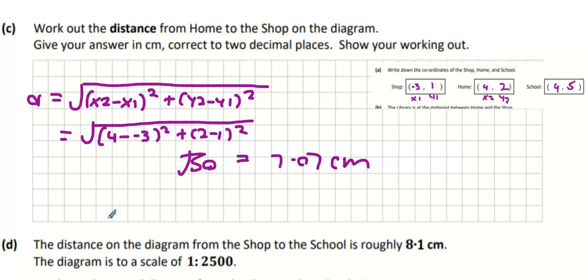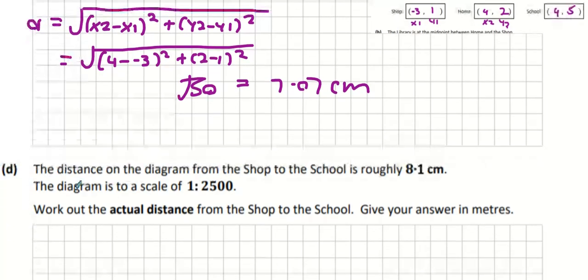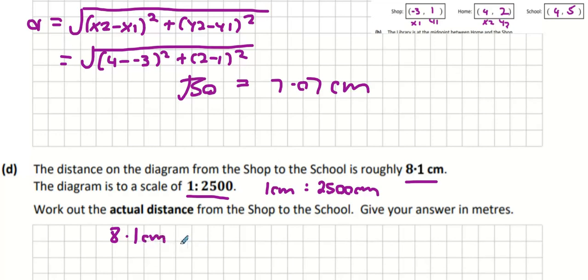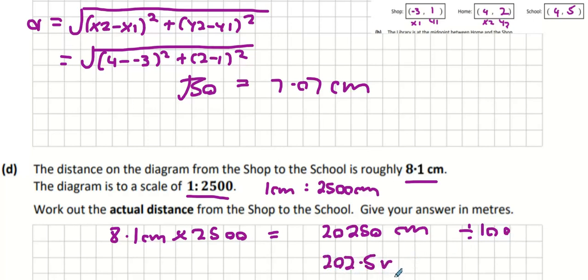Okay, the distance on the diagram from the shop is roughly 8.1 centimeters. Using a diagram scale of 1 is to 25,000. This means 1 centimeter on the map will be 25,000 centimeters in real life. So what we're going to do is multiply 8.1 centimeters by 2,500. And what we get is 20,250 centimeters. We then divide this by 100 to turn into meters. So it's 202.5 meters in real life.